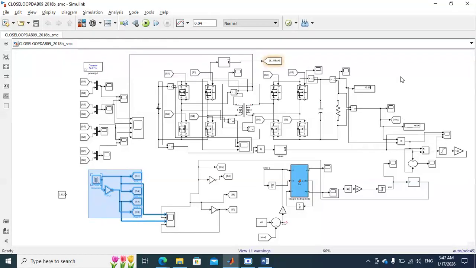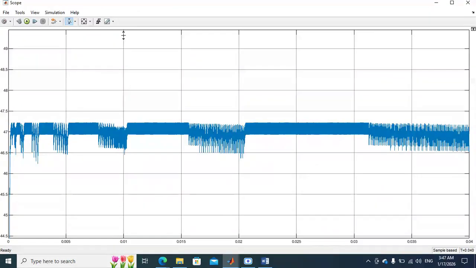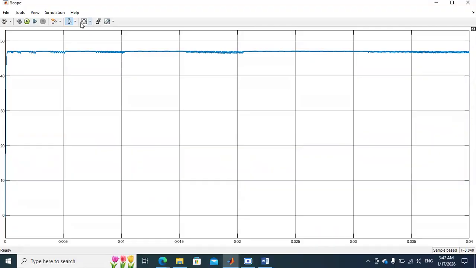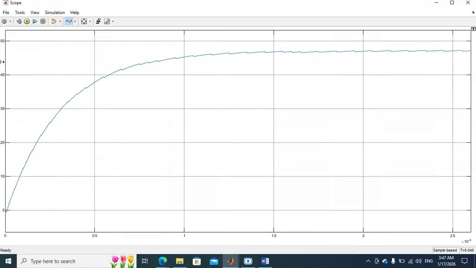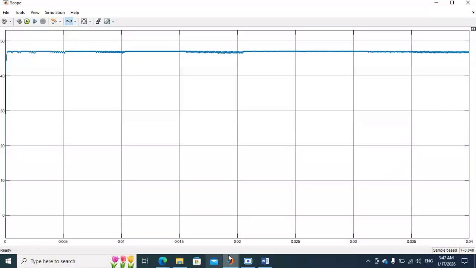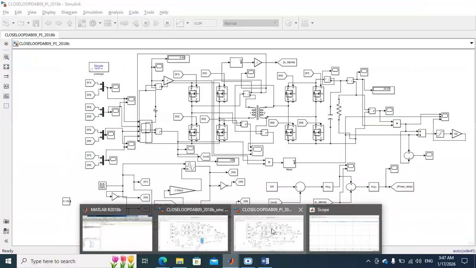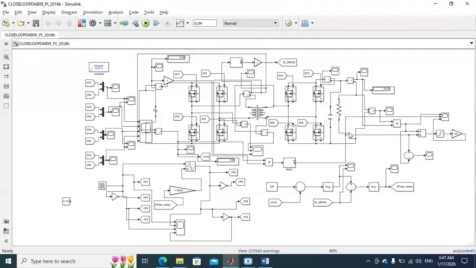In this, this is the output voltage. Here the output voltage is around 47.3 volts and it is settled at a time of 0.15 millisecond. At 0.15 millisecond it is settled here, and similarly, instead of SMC, a PI controller is used.